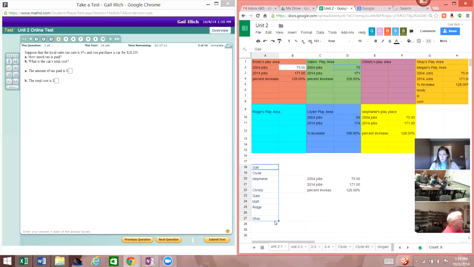28,200 times 6%. Right. So I'll make a little thing here. This will be a little bonus thing. So we have cost, purchase price, right? And then tax rate, and then tax paid, and then total paid. Okay. So our purchase price is the $28,200. The tax rate is 6%.